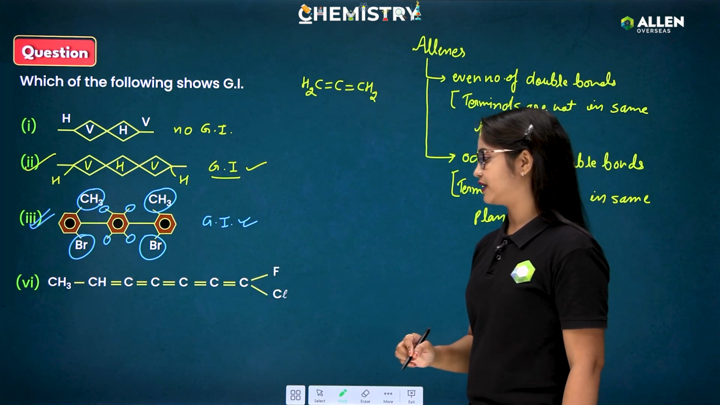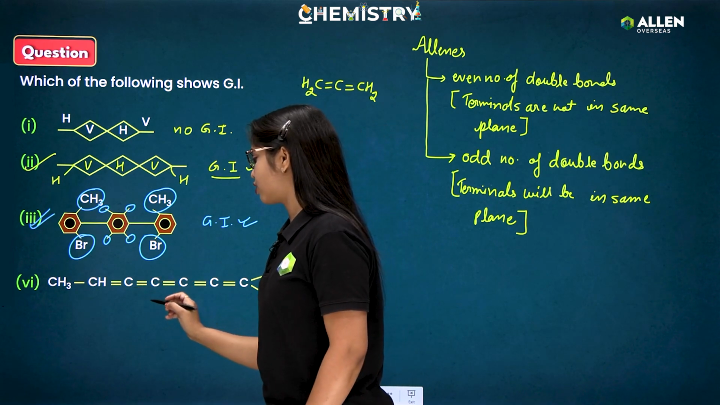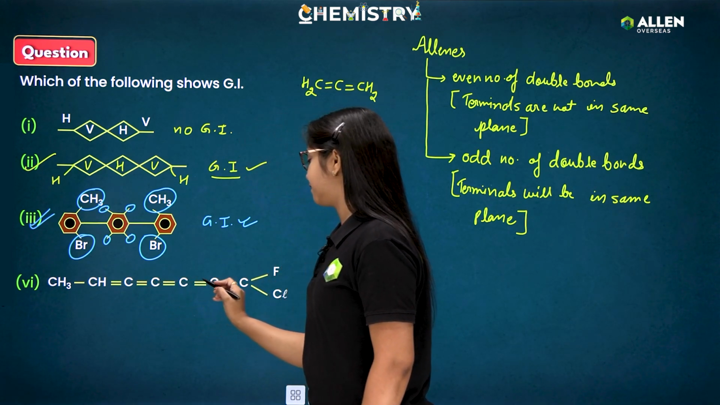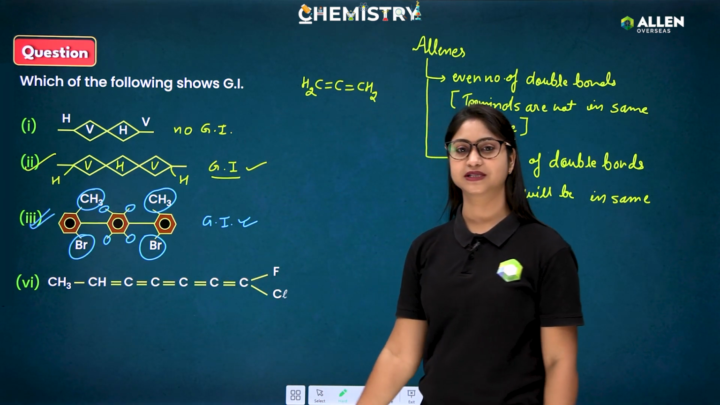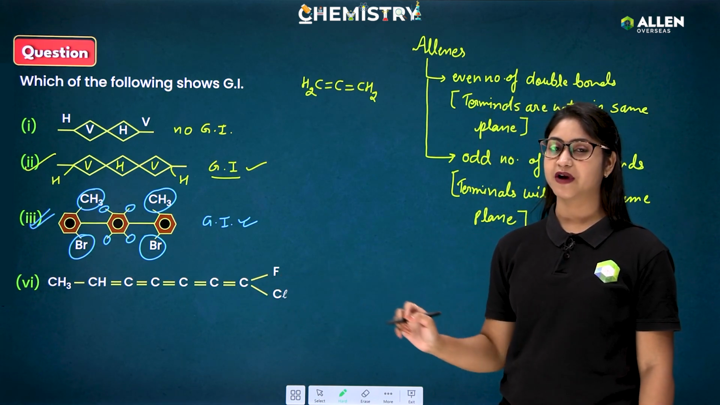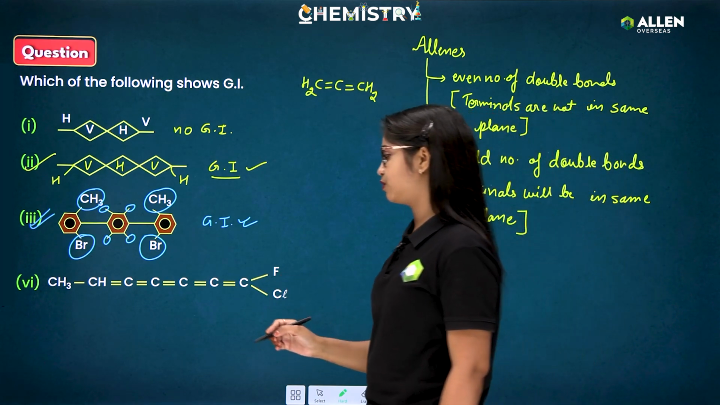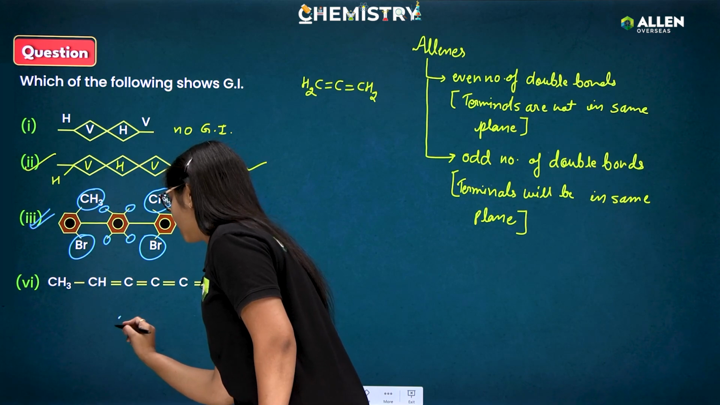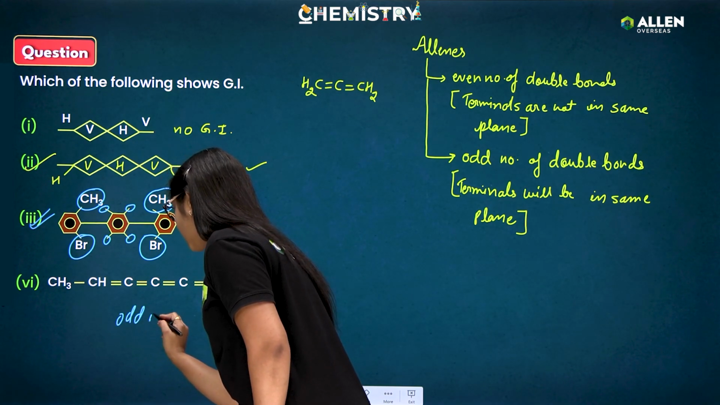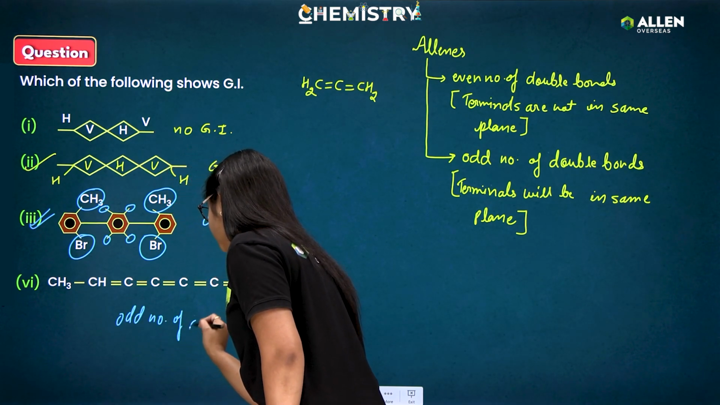Now the fourth one. In the fourth one you can see you have double bonds: 1, 2, 3, 4, 5. Five double bonds. This is an example of an allene. Five double bonds means an odd number of double bonds.